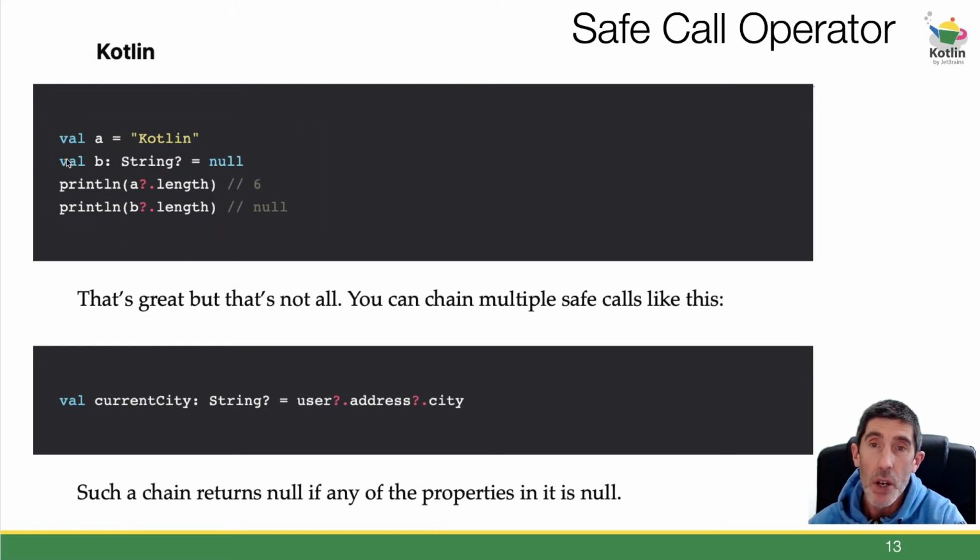what we're saying is val a, give it a value, val b potentially can hold a null, and we actually do give it a null value. But without any checks or any explicit if statements, we can say println a?.length, b?.length. That's saying potentially this a value might be null, this b value might be null, and it will still allow it to print that out. And if you want, you can chain multiple safe calls like the following.